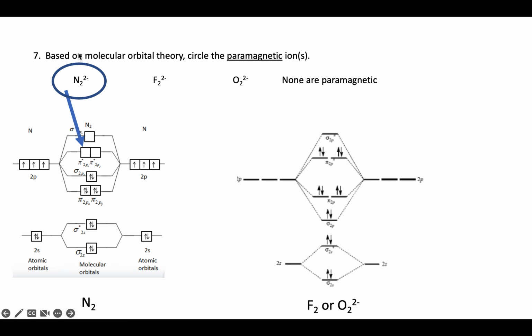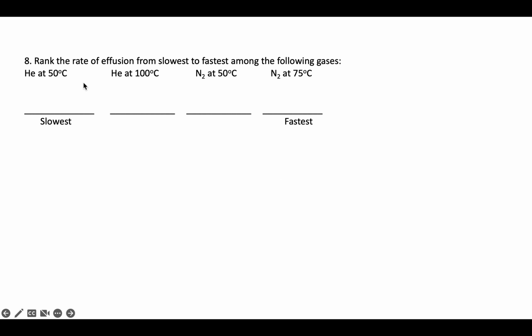It would be diamagnetic. But if I add 2 more electrons, they would go into these degenerate pi star molecular orbitals. So N2 2 minus would be paramagnetic. The one on the right here is currently shown for the O2 2 minus. This would be diamagnetic. It would also be the same number of electrons that I would have for F2. If I add 2 more electrons to make it F2 2 minus, they would go into the same sigma star. So both F2 2 minus and O2 2 minus end up being diamagnetic. So it's only the N2 2 minus that's paramagnetic.